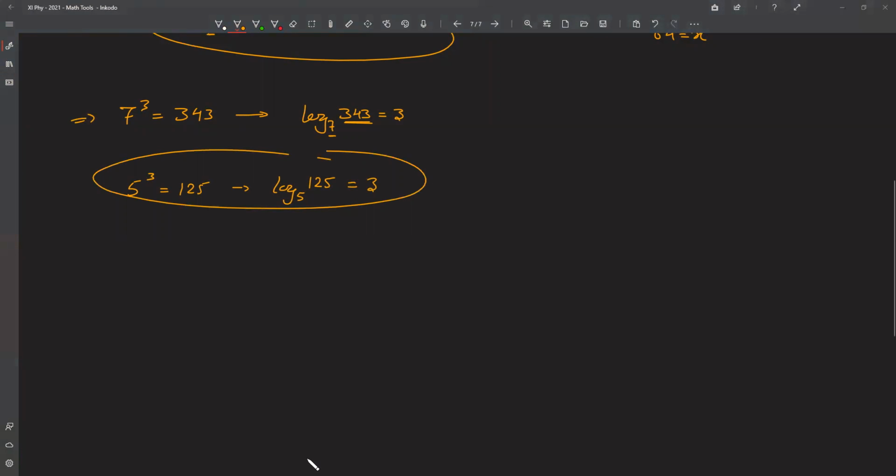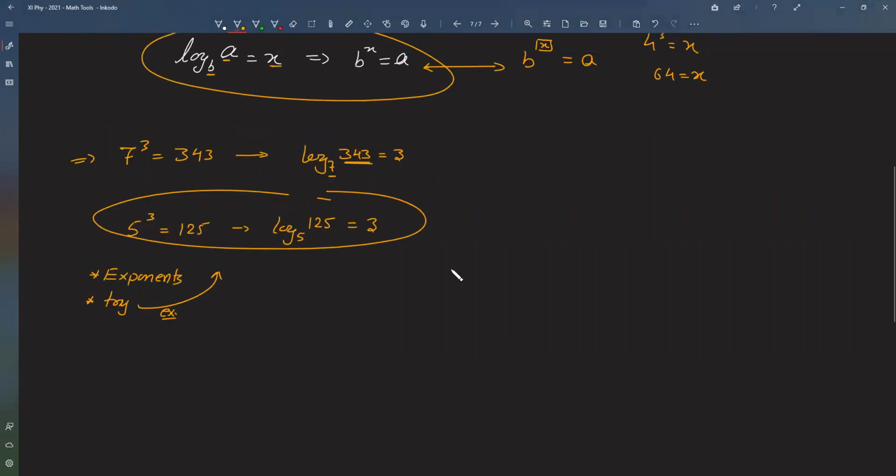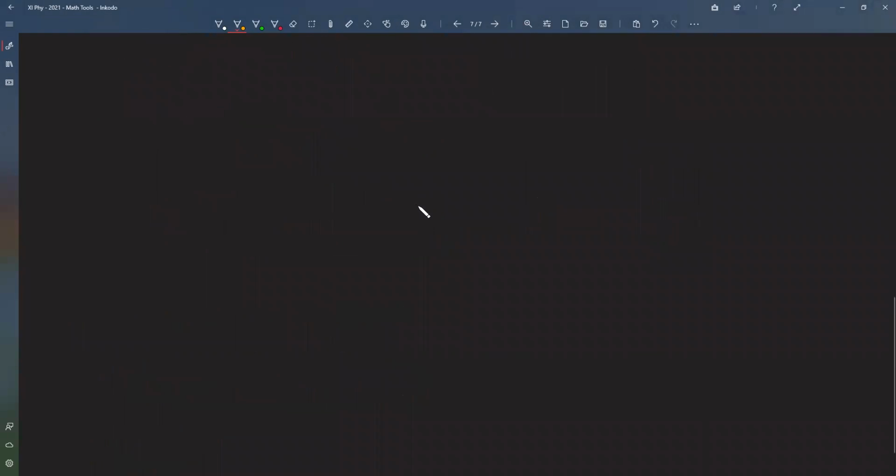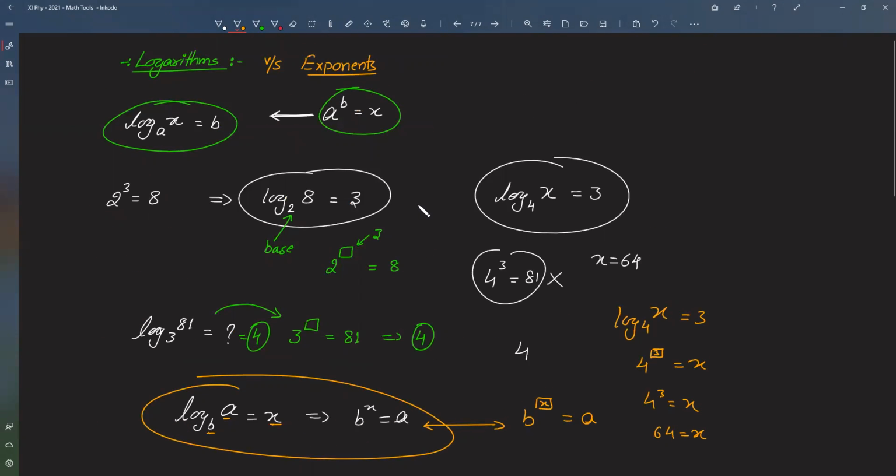In the next class, we will see some properties of logs, which can be mapped to the properties of exponents. So before coming to the next class, revise exponents and try these examples, more examples, your own examples, and see if you are facing any difficulty. And obviously the topics which we have already covered today, try to revise those topics as well.